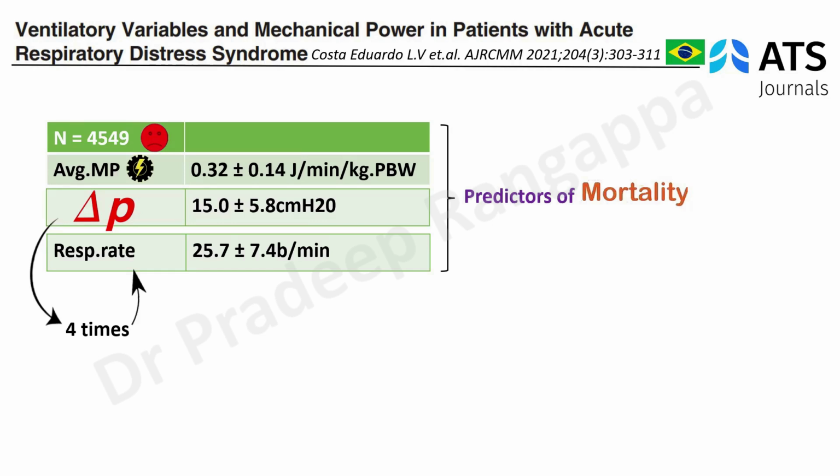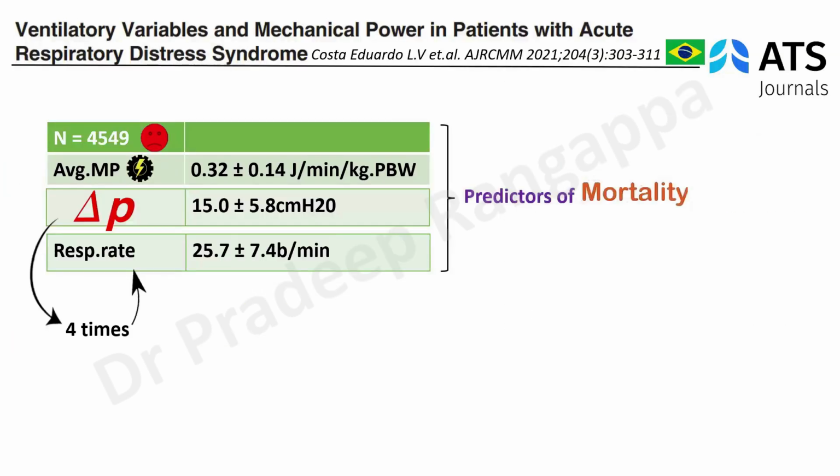So although we are paying attention to the respiratory rate in mechanical power, still the driving pressure has more value, because its impact on influencing the outcomes was more with driving pressure. It was 4 times better than respiratory rate. But having said that, respiratory rate also has a bearing on mechanical power.